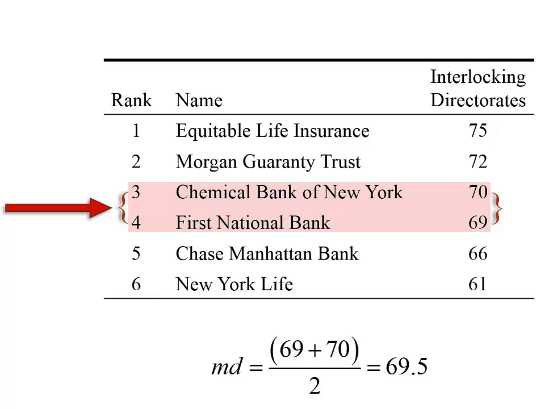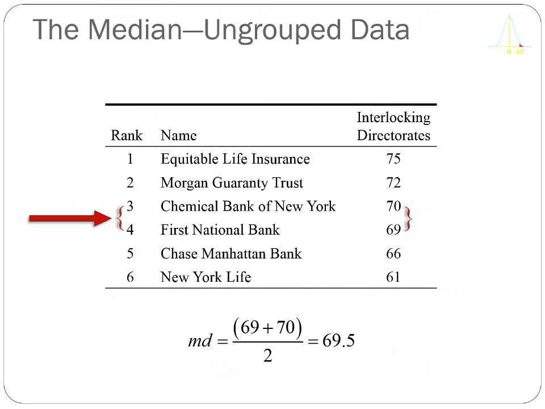Once I identify those 2 middle cases to find my median, I simply take the arithmetic average of their 2 values. So 69 plus 70 divided by 2 is 69.5. My median here is 69.5. And again, like the example before, because we're calculating the median, this statistic is unaffected by extreme scores. If Equitable Life Insurance had 75,000 interlocking directorates, the median would still be 69.5.